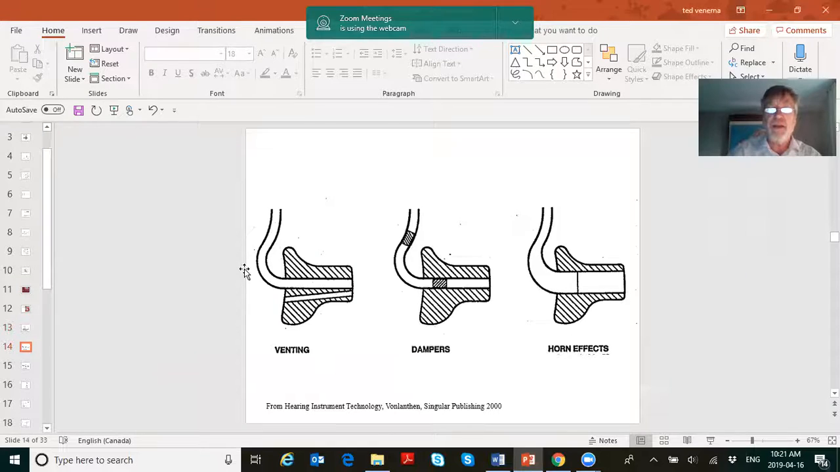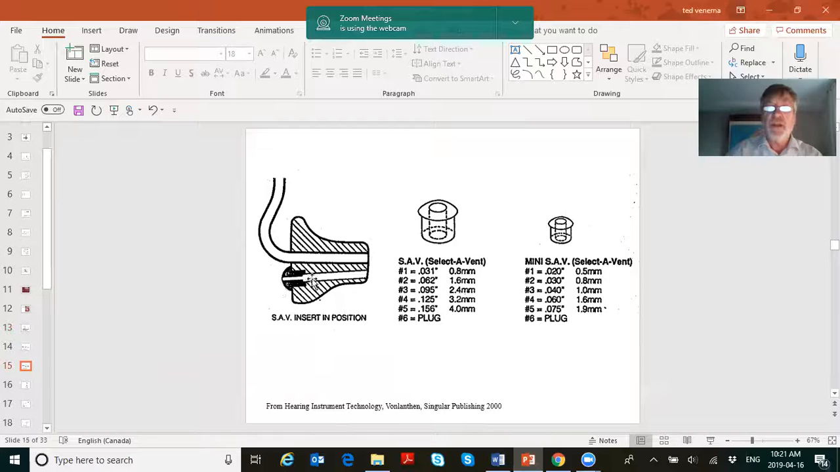So here's again, venting, filters, which we almost never use today, and here's a horn, the number 13 tubing getting bigger. Select vent. Here's the number 13 tubing, and here's the vent, a hole that was burred in the ear mold, and you could choose the size you wanted. You could choose a smaller one, bigger one, bigger one. You could choose the size depending on what the patient said. How did his voice sound? Try this one. How did this one sound? So these were like a series of plugs.